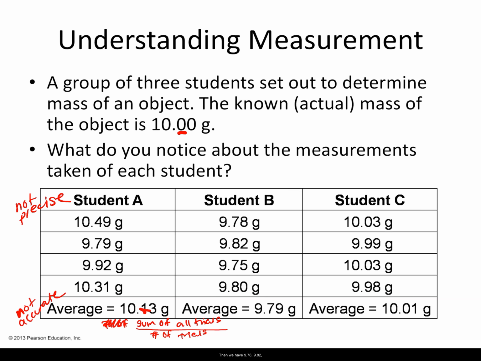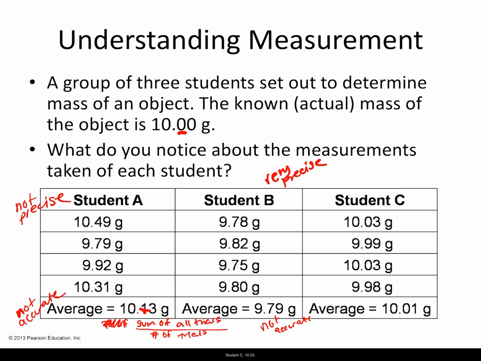Then we have 9.78, 9.82, 9.75, 9.8. So that's all around 9.8. That's actually, student B is very precise, or just precise you could say. And the average, 9.79, is 9.8, is not 10, so I'm going to say not accurate.